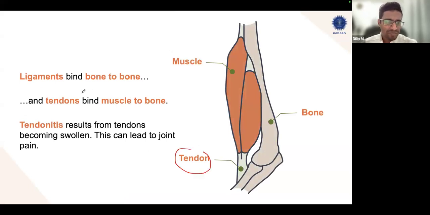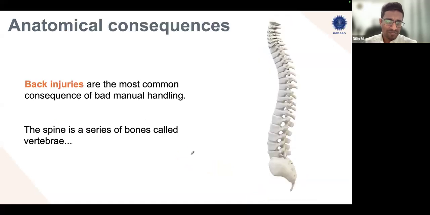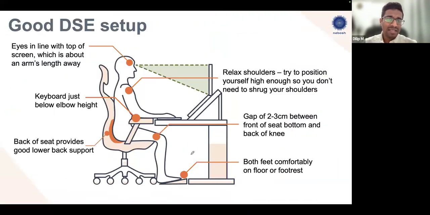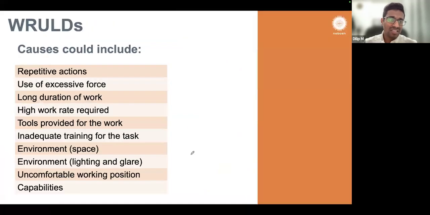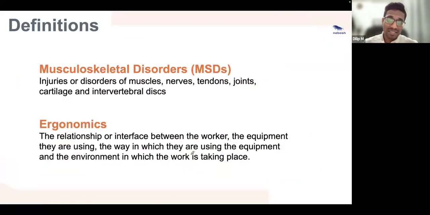The tendon binds muscle to bone. As you could see in this image, it is a connective tissue that connects the muscle to the bone. This is called a tendon. And similarly, there is another connective tissue called the ligament, which connects bone to bone. So musculoskeletal disorders are the injuries or disorders that affect the muscles, nerves, tendons, joints, cartilage, and intervertebral disc.